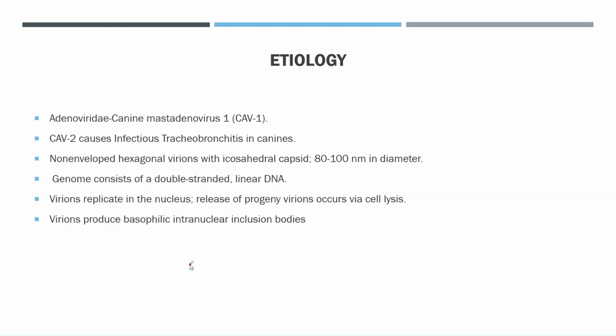ICH occurs worldwide. Now we're talking about etiology. We already discussed that it is caused by canine adenovirus 1 under the genus Mastadenovirus. Canine adenovirus 2 causes, you got the answer, infectious tracheobronchitis in canines.